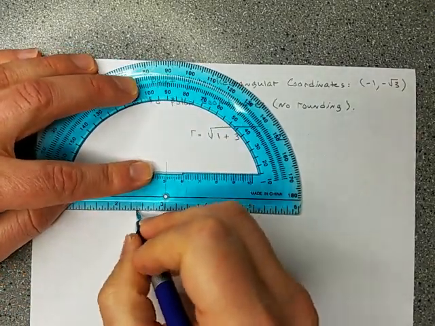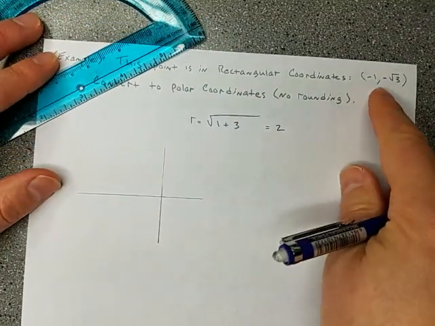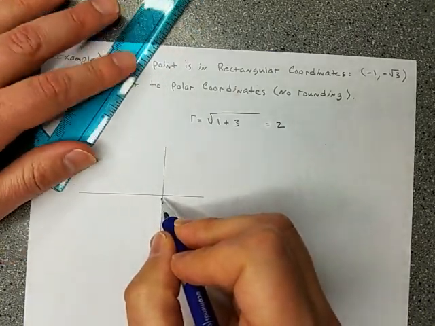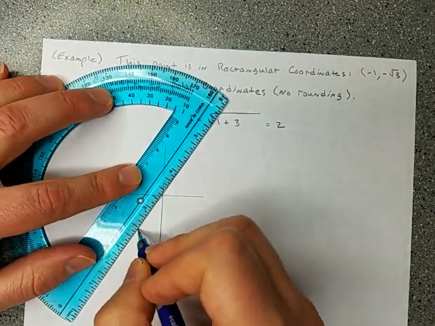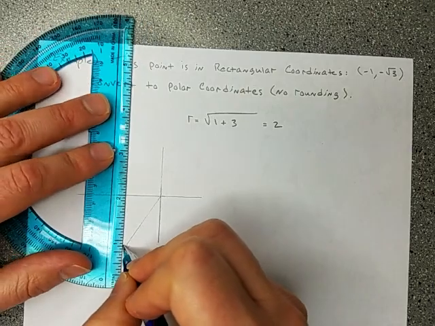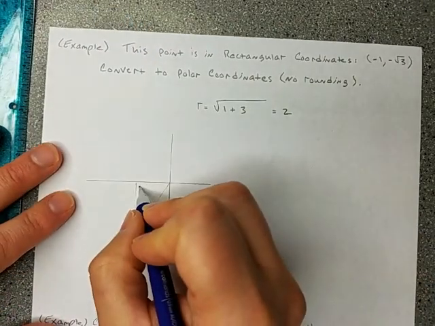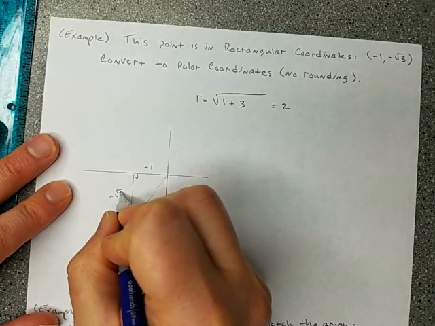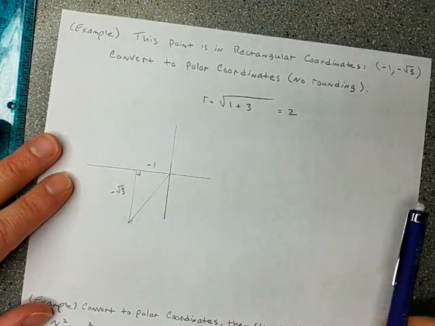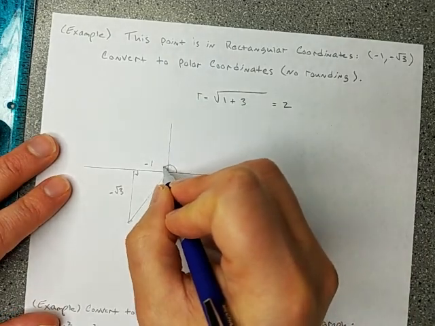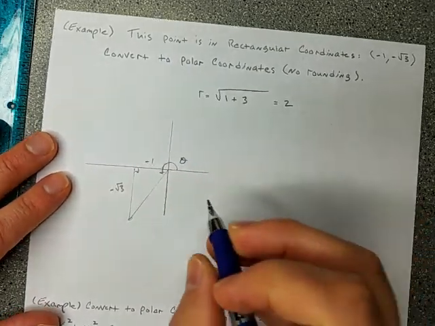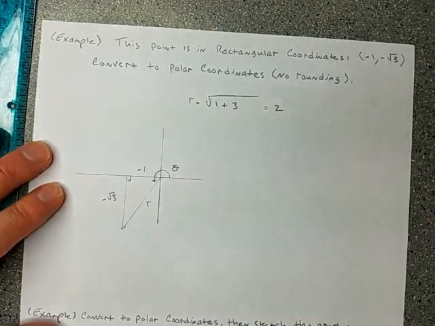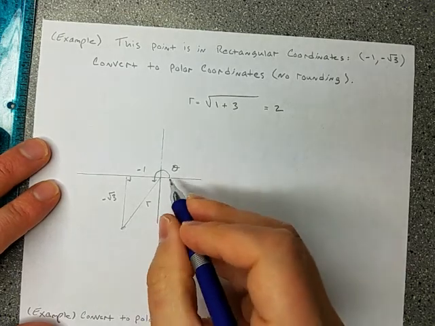So if I go left and down, that will put me in quadrant 3. And I'll get something, maybe about like that. That's about what that point looks like. In rectangular coordinates, if I go left 1 and down √3, then I'll get theta to be like so, and I get r to be like so. R is already established to be 2. So what about theta then?